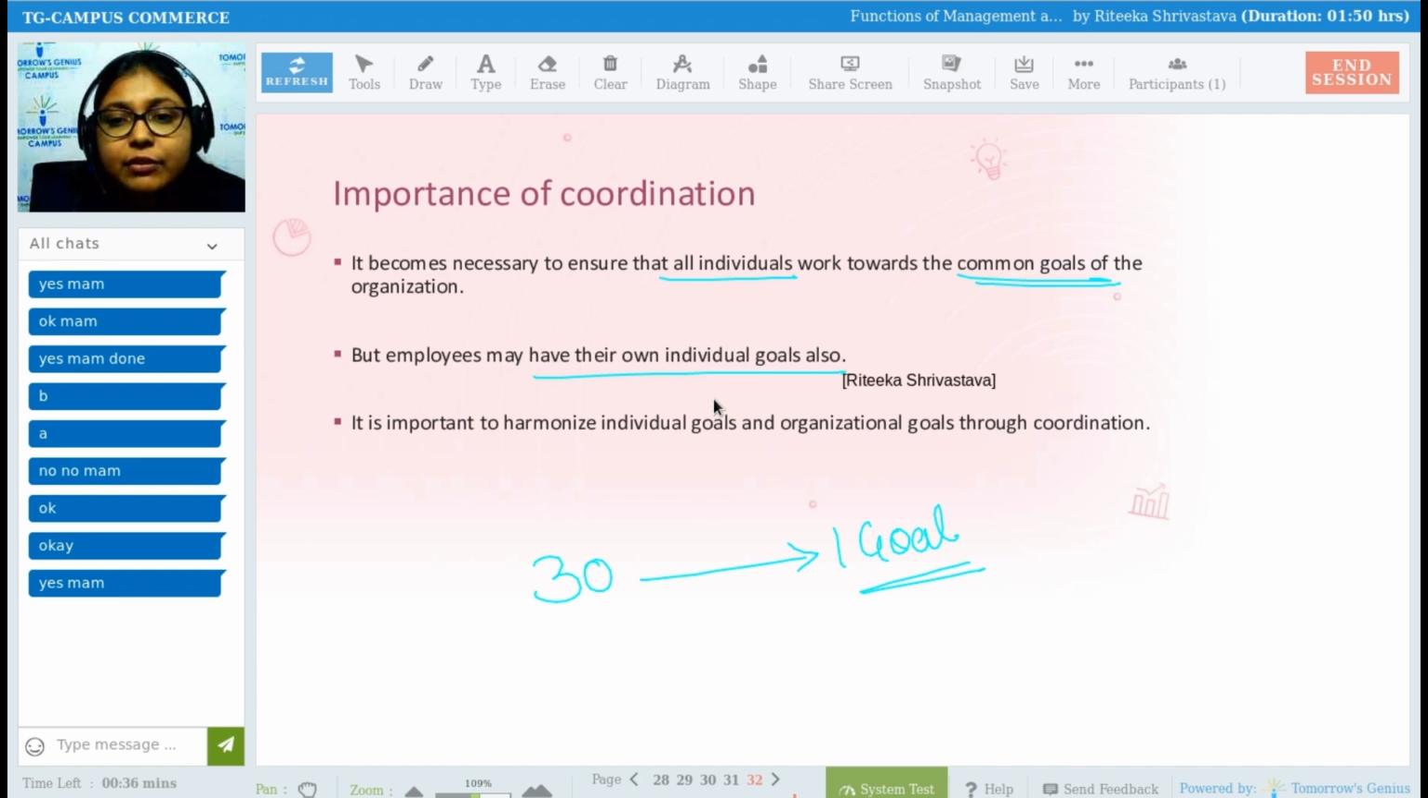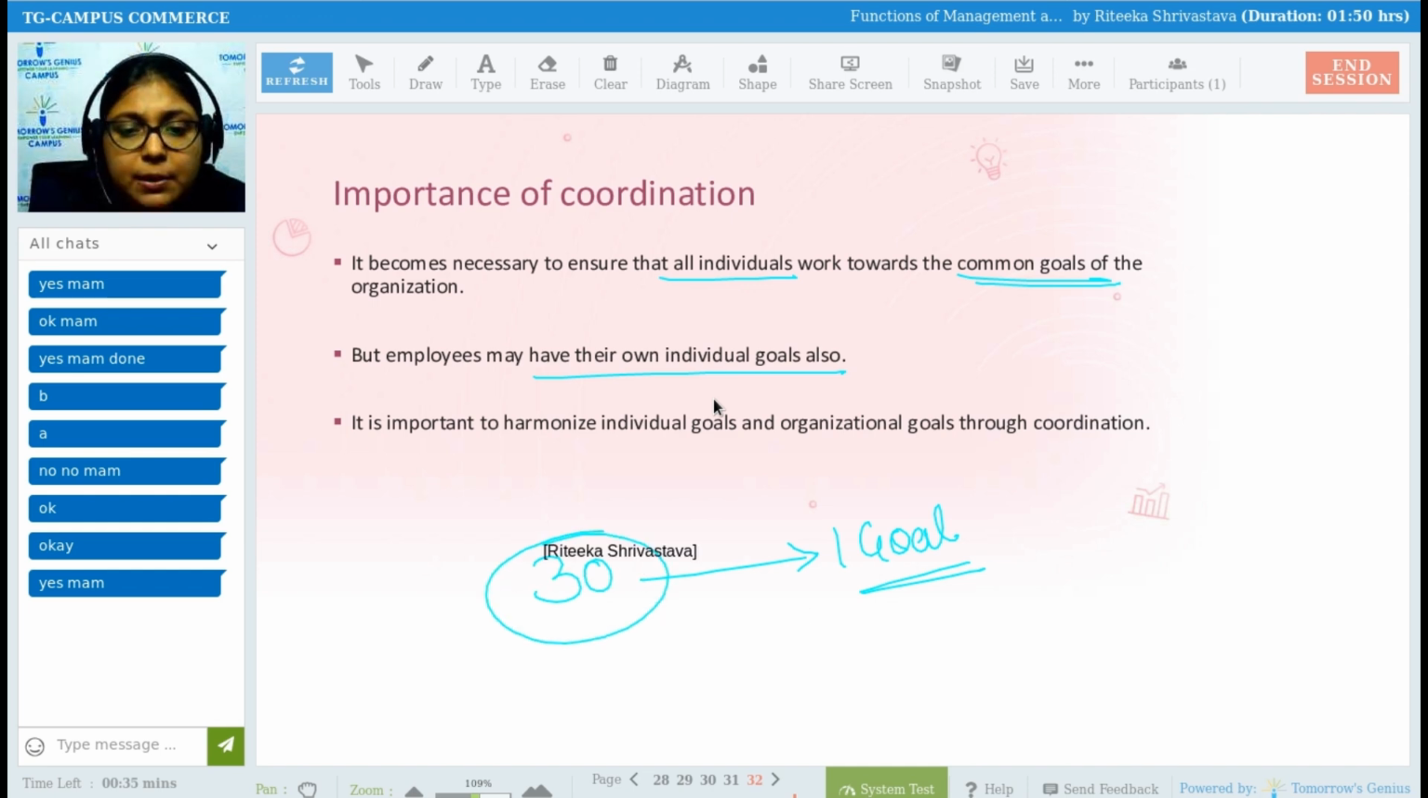Employees may have their own individual goals also. We have seen that we have personal objectives or personal goals as well. When I join the organization, my personal objective will be to earn more money, get more salary. My other personal objective can be that I want to do shopping, so I need money. I want to buy a house, I want to buy a car. So there are different individual goals also. All these 30 people might have their personal goals.